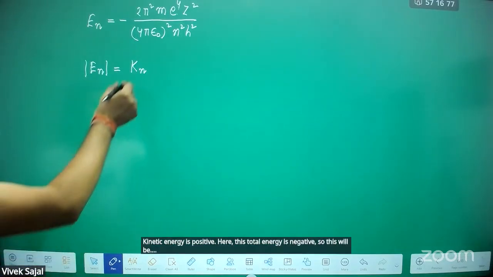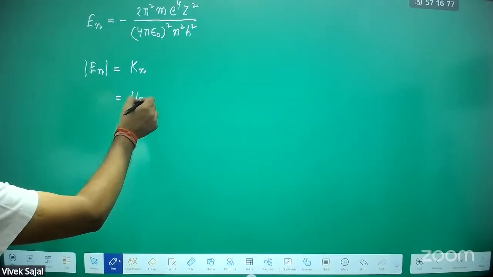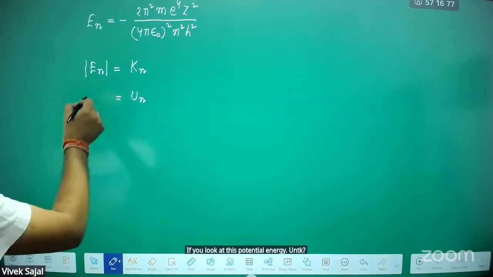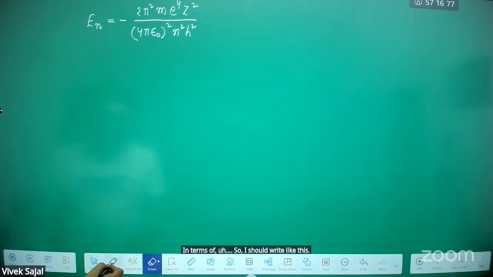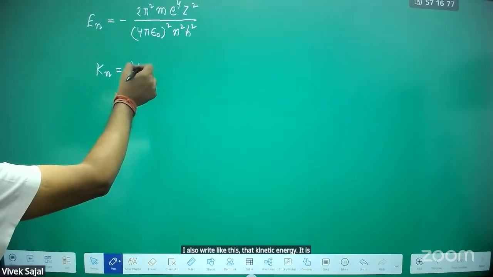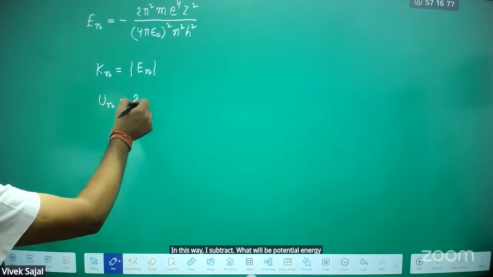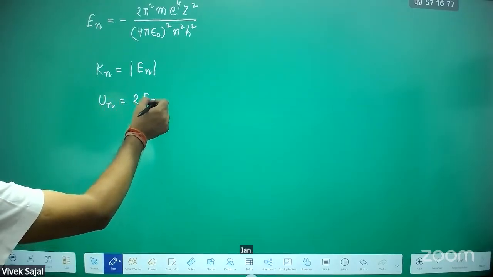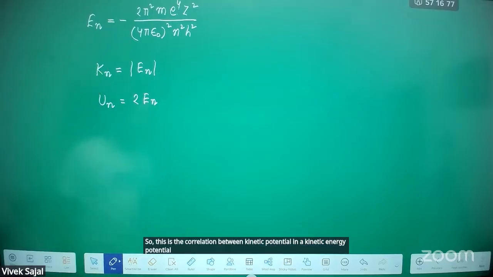So if you look at this potential energy, U n, how much will it be? In terms of, sorry, I should write like this: kinetic energy is equal to minus En. In this way, I should write. What will be the potential energy? That will be 2 times En. Okay? So this is the correlation between kinetic energy, potential energy, and total energy. You have to remember this.